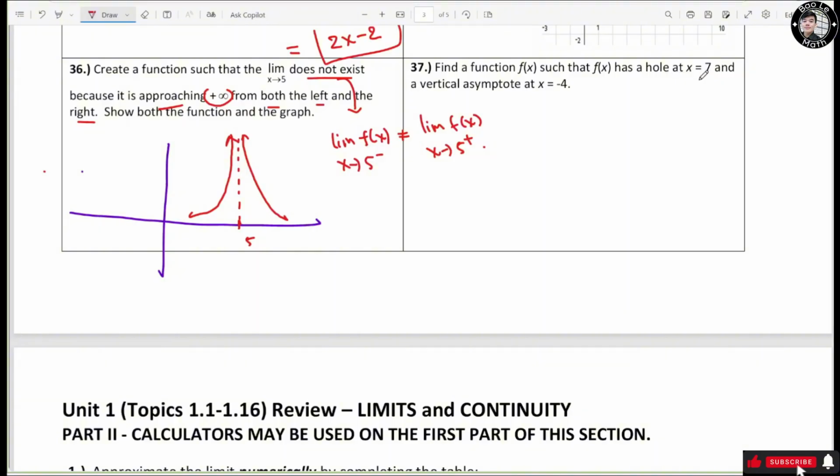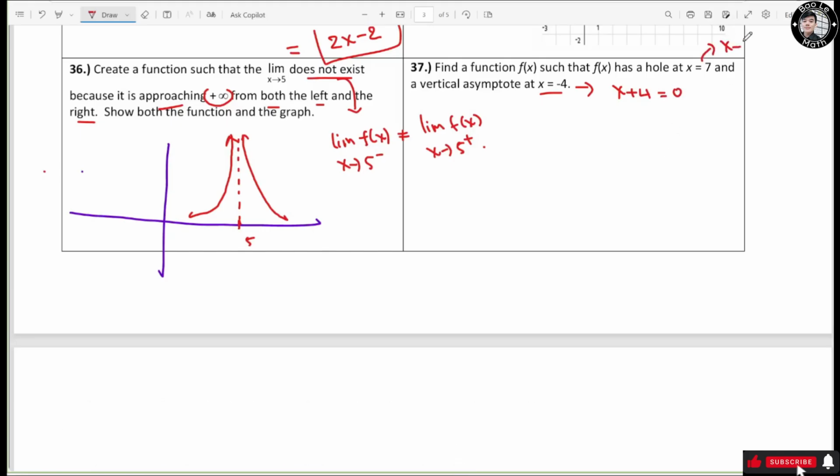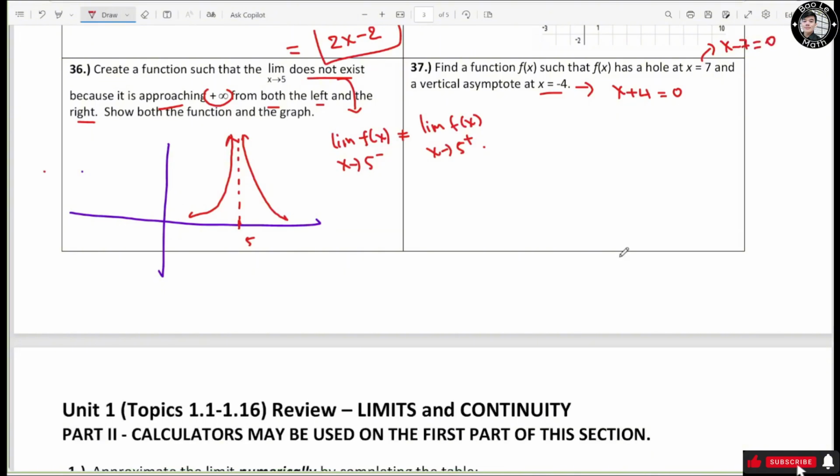Find the function f of s such that f of s has a hole at s equals 7 and a vertical asymptote at s equals -4. Now we're going to convert this into factors. So we just add 4 to both sides. It turns out to be s plus 4 equals 0. And this one turns out to be s minus 7 equals 0.